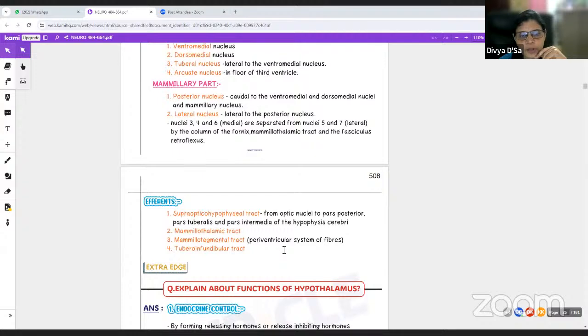Efferents: the supraoptic hypophyseal tract. From the optic nuclei, it goes to the pars posterior, pars tuberalis, and pars intermedia of the hypophysis cerebri. So, the supraoptic hypophyseal tract is connected to the pituitary gland here. Then we have the mammillothalamic tract, mammillotegmental tract, and tuberoinfundibular tract.